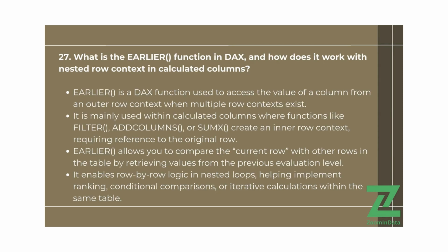27th question. What is the EARLIER function in DAX, and how does it work with nested row context in calculated columns? EARLIER is a DAX function used to access the value of a column from an outer row context when multiple row contexts exist. It is mainly used within calculated columns where functions like FILTER, ADDCOLUMNS, or SUMX create an inner row context, requiring reference to the original row.